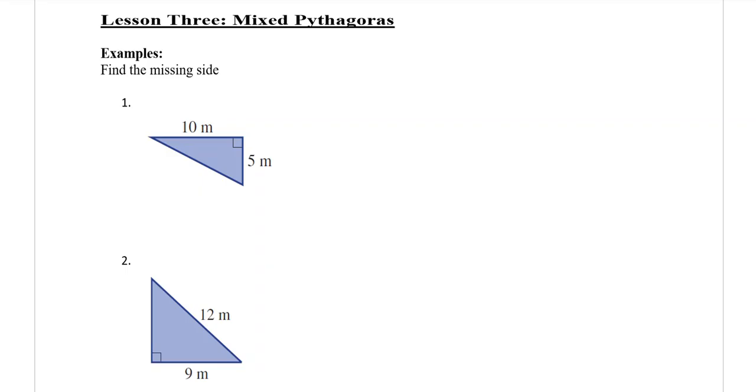In lesson 3, we are still learning about Pythagoras' theorem. We have learnt to find the hypotenuse, and then we learnt to find the shorter side. Now we want to mix the two types together.